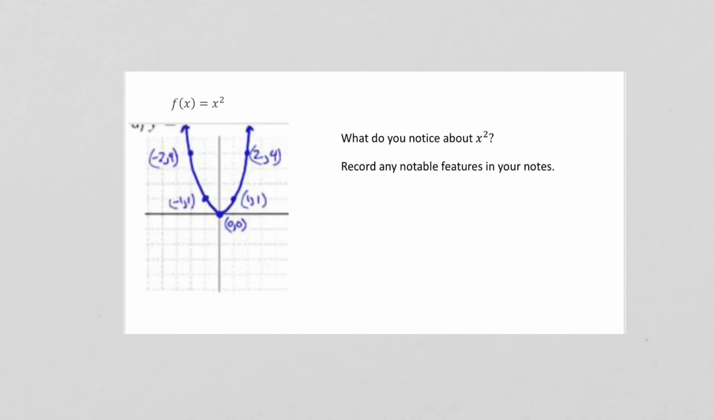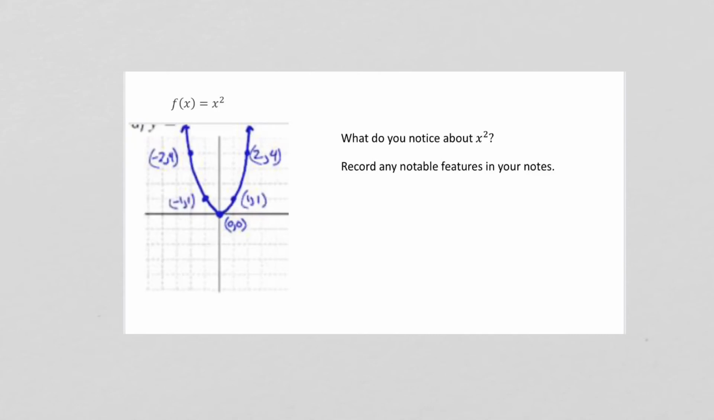Okay, so to finish up here, we're just going to deconstruct one of these functions, f of x equals x squared. So you should take a second to think, what do you notice about x squared? And record any notable features in your notes. Again, pause the video and do this. So what notable features do you see?